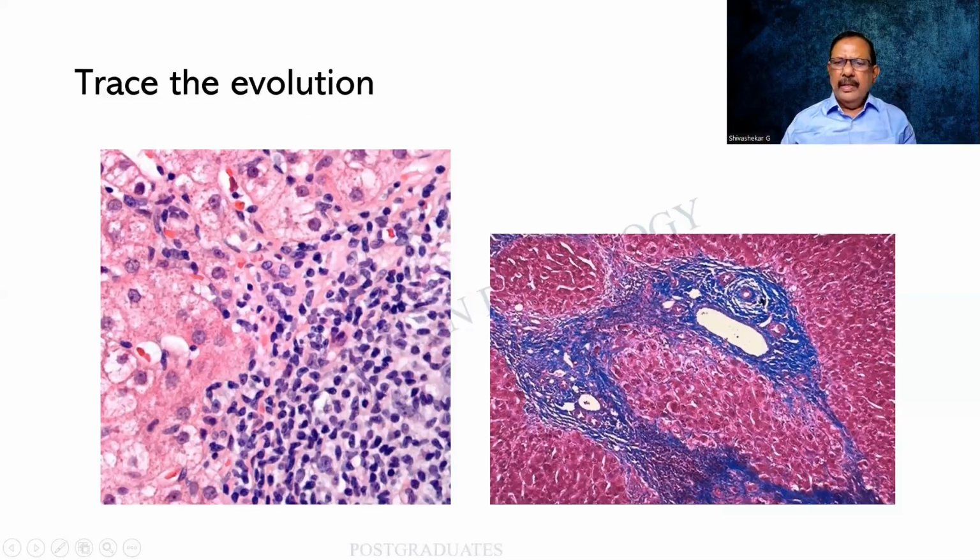All said and done, this is the portal triad, this is the central vein, absolutely no relation to each other. And there is again a triad over here. There is something that is evolving without a central vein. So there is an effacement of the architecture. So there is a kind of fibrosis. So how all this happens is your reading.